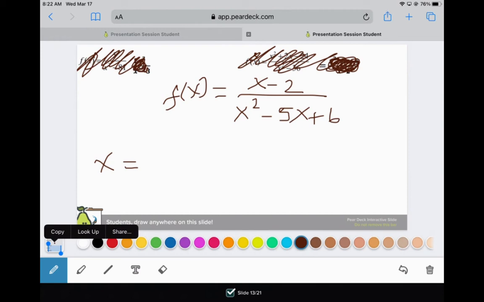I'm gonna look at Pear Deck while you are working on it. If you do it on a piece of paper, then you can email that to me. But I'm gonna look at Pear Deck right now, to think about which part of the function you will have to check for 0.